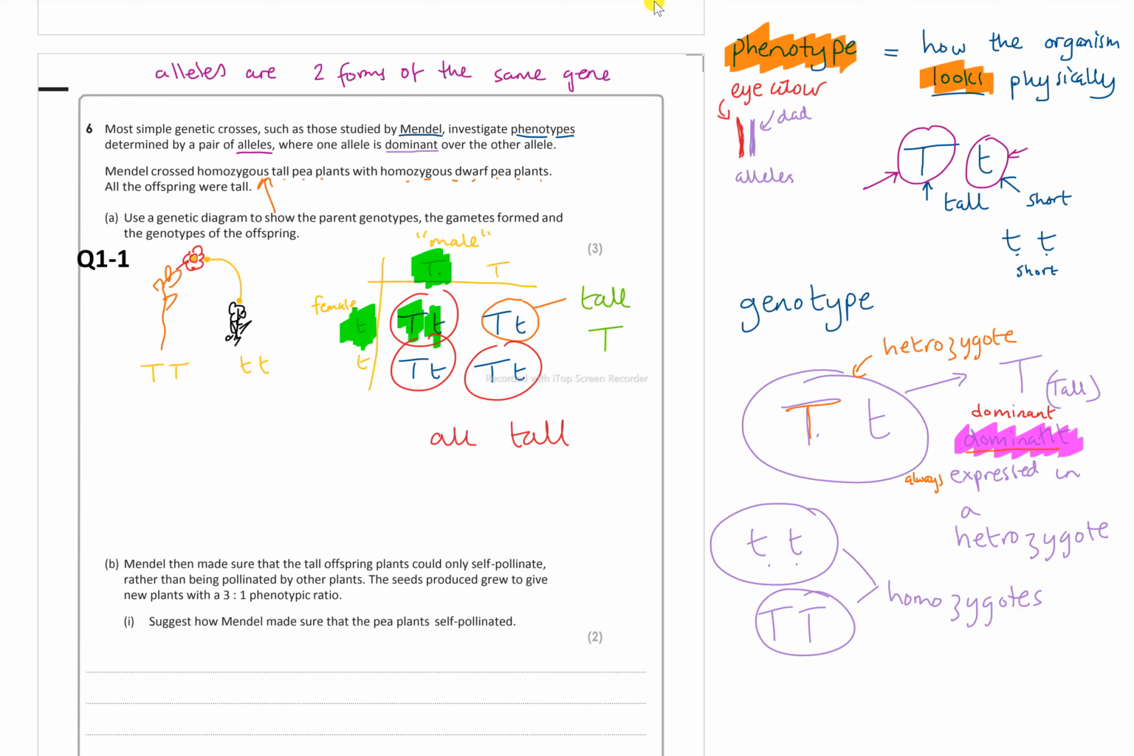Use a genetic diagram to show the parent genotypes, the gametes, and the genotypes of the offspring. So I'm gonna just get rid of all this.